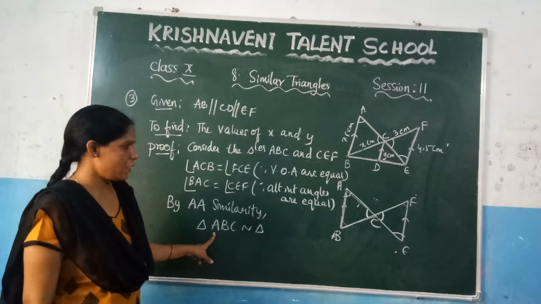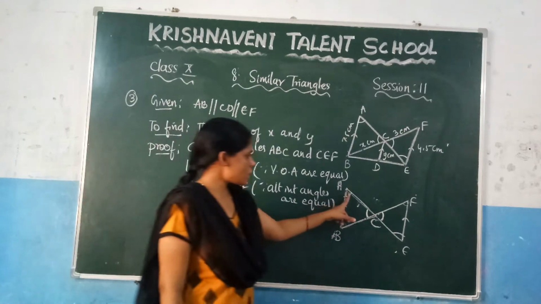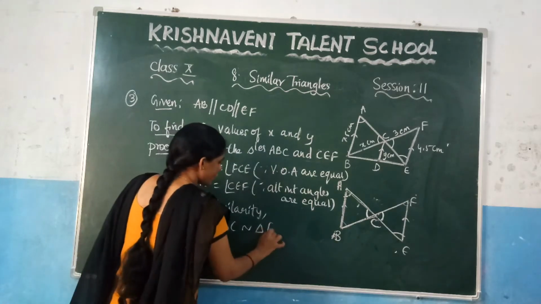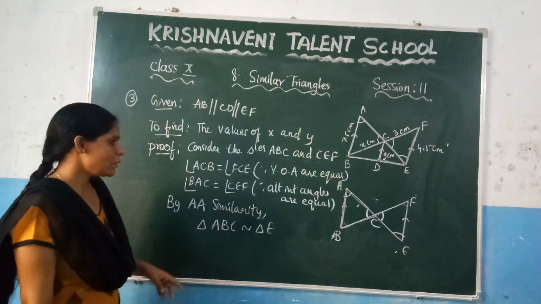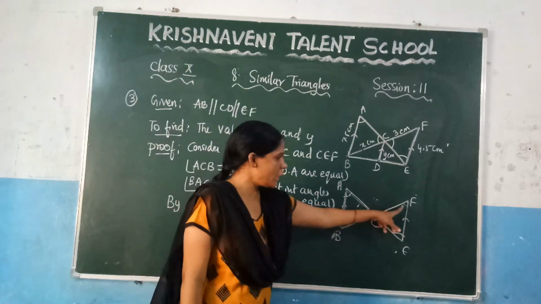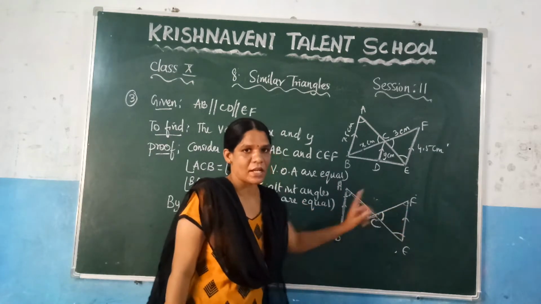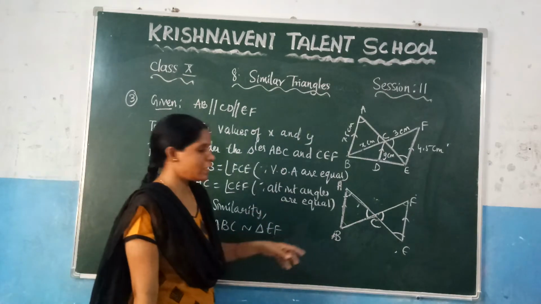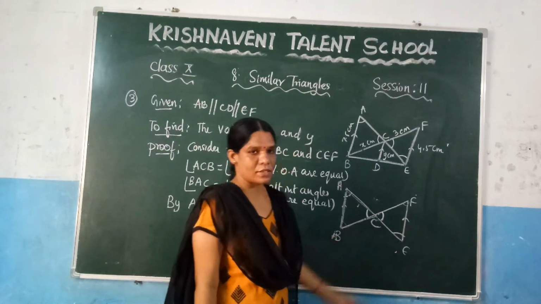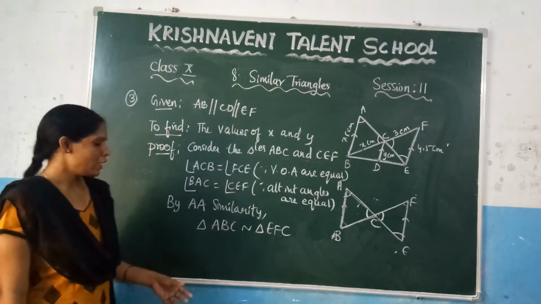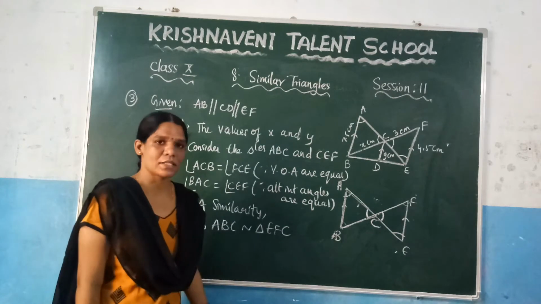Here, angle A is equal to which angle? Just now we have stated angle E. So in place of angle A, you can write it here angle E. Similarly here, angle B is equal to which angle? In place of B, you can write it here F in this triangle. So here F, and similarly here angle C is equal to angle C. So in place of C, you can write it here C. Now here we got it, these two triangles are similar.